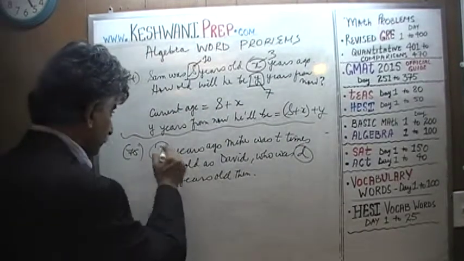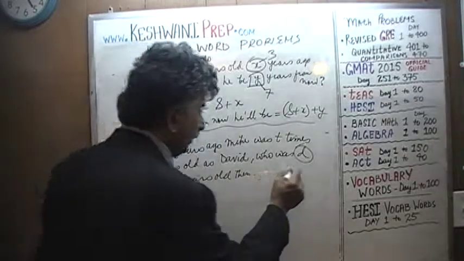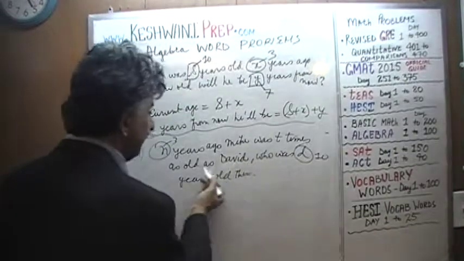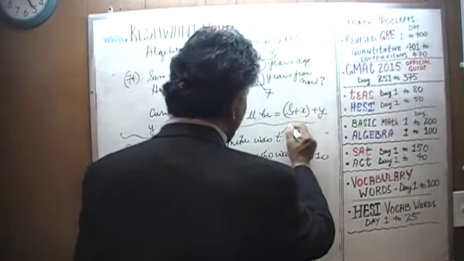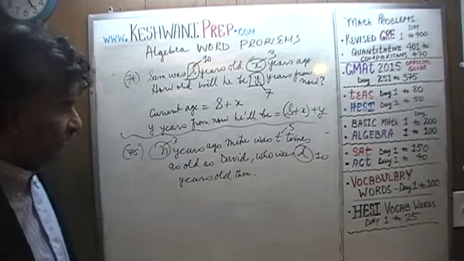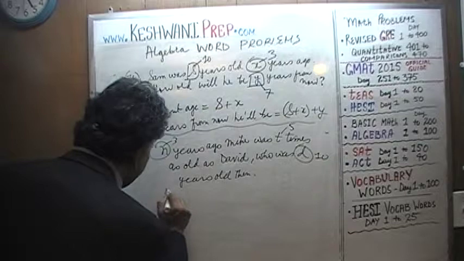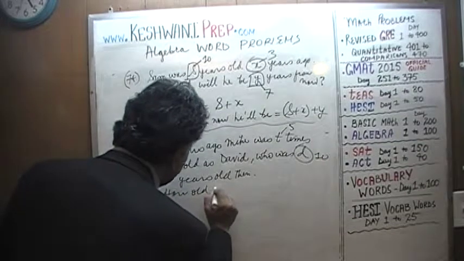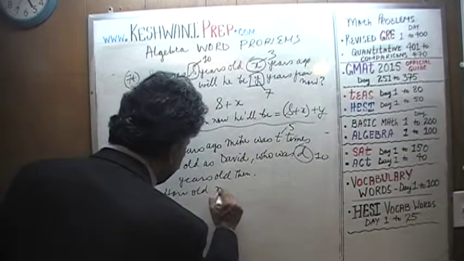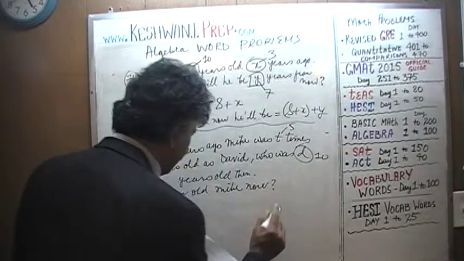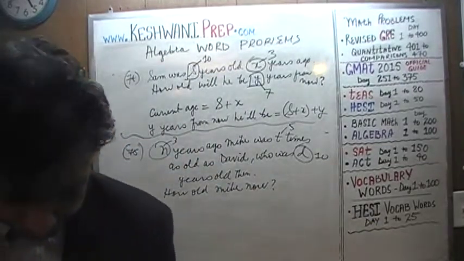So again, put in something if you like. 3 years ago, David was 10 years old. And at that point, it just so happened that Mike was 3 times as old as David. Put in something for T if you like. How about 5? I'm just making up numbers as we go along. What is the question asking? The question simply is, how old is Mike now? Let's find out, shall we?